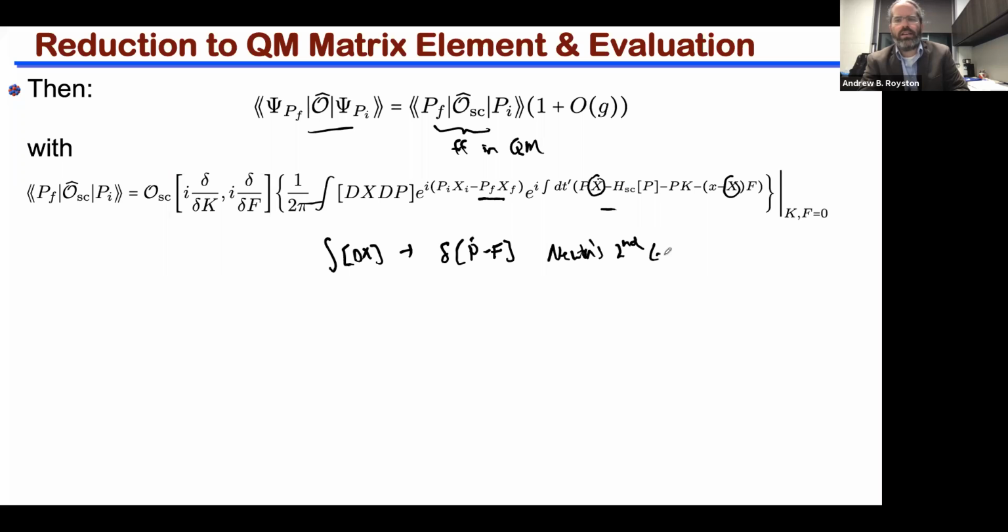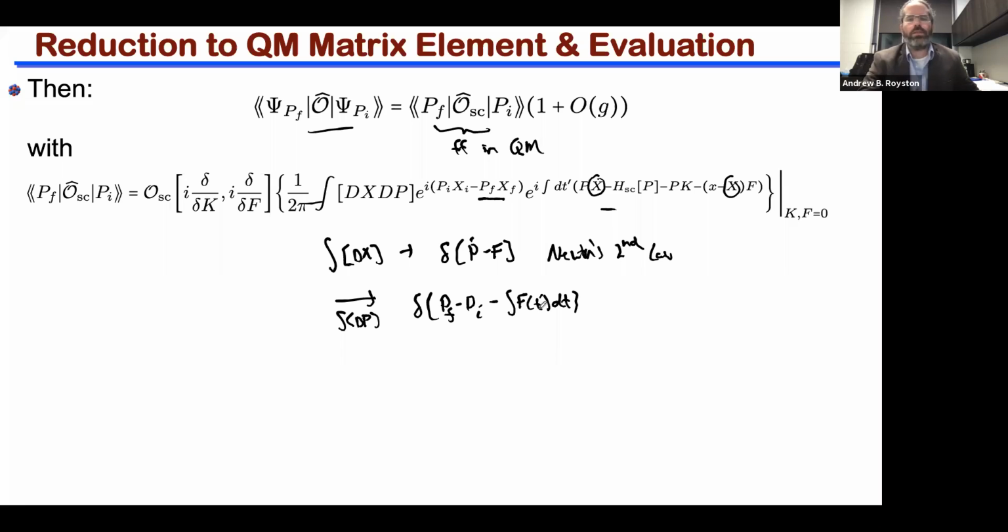P dot is f, where f is the source here for x. That delta functional then lets us carry out the p path integral. So we can actually do this final quantum mechanics path integral. We get one extra p integral from the x integral. So we get a leftover delta function, an ordinary delta function imposing the impulse momentum theorem. So the momentum transfer is given by the impulse constructed from this source.